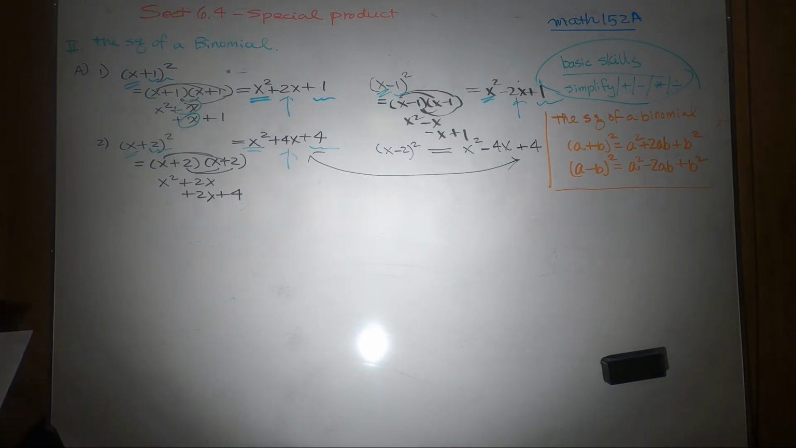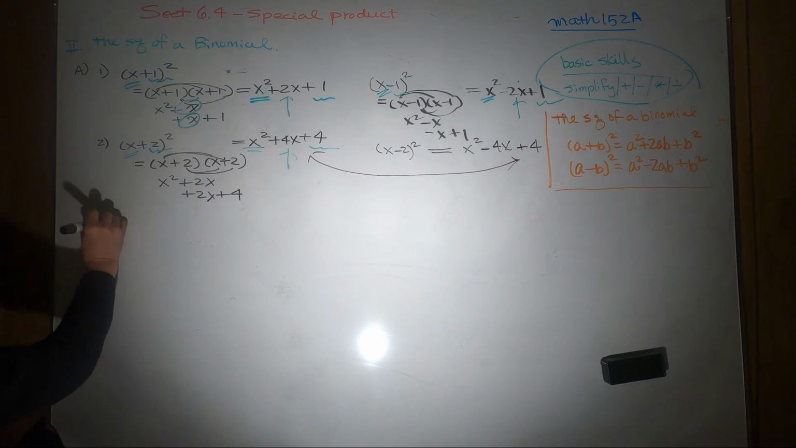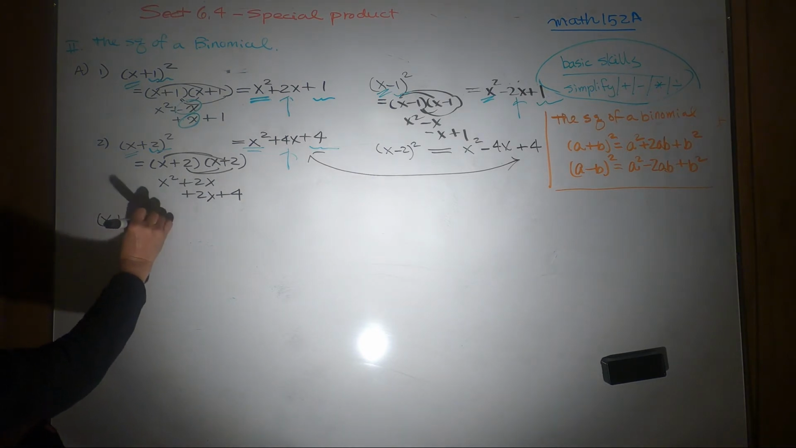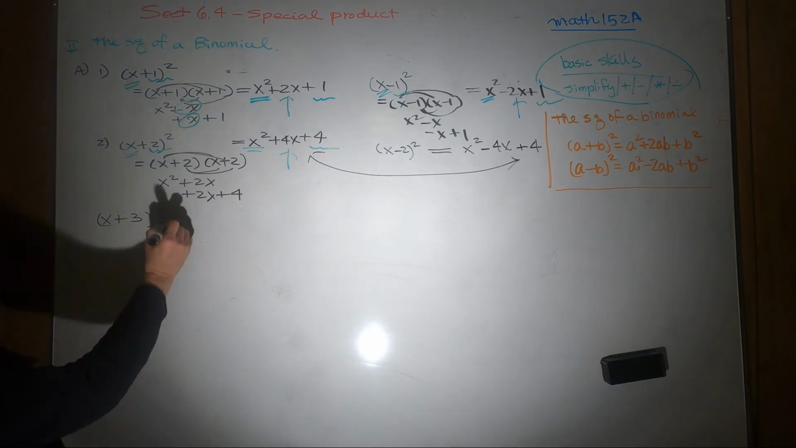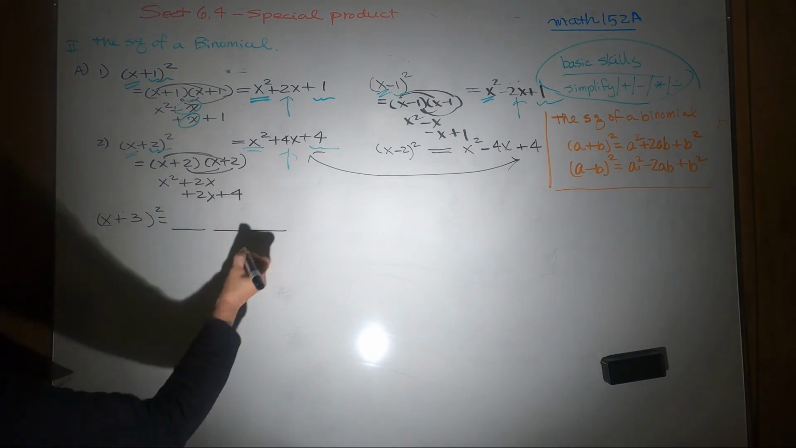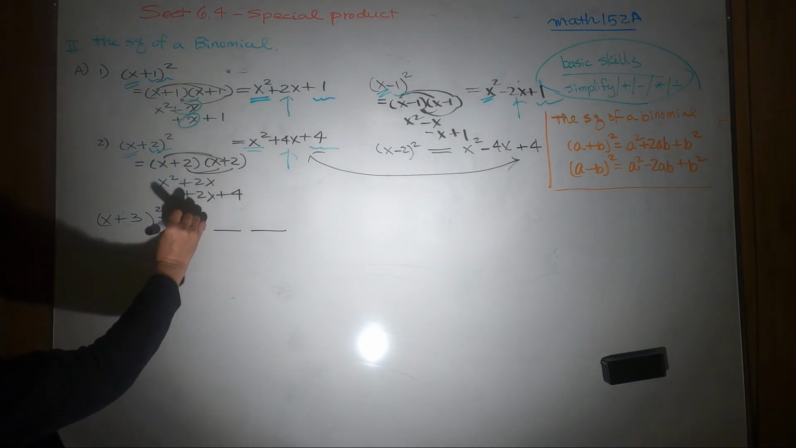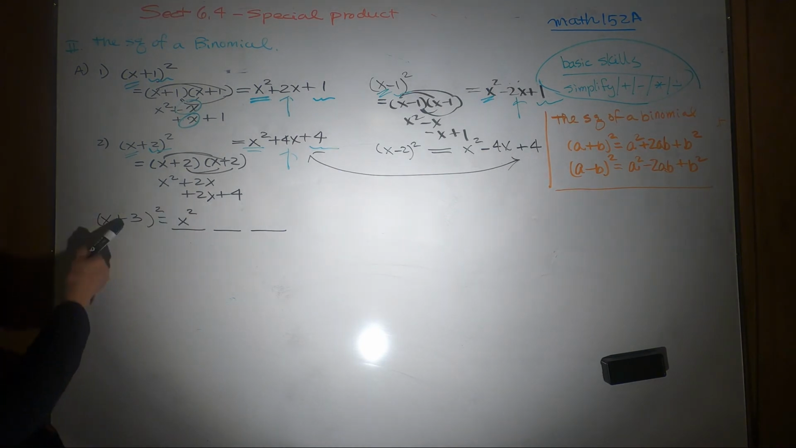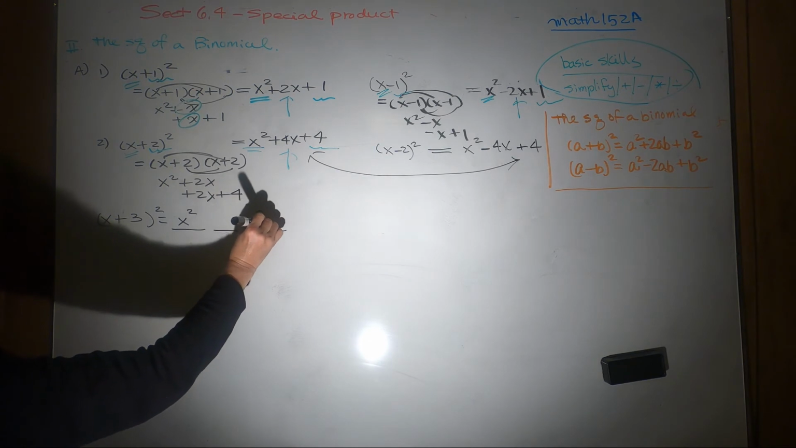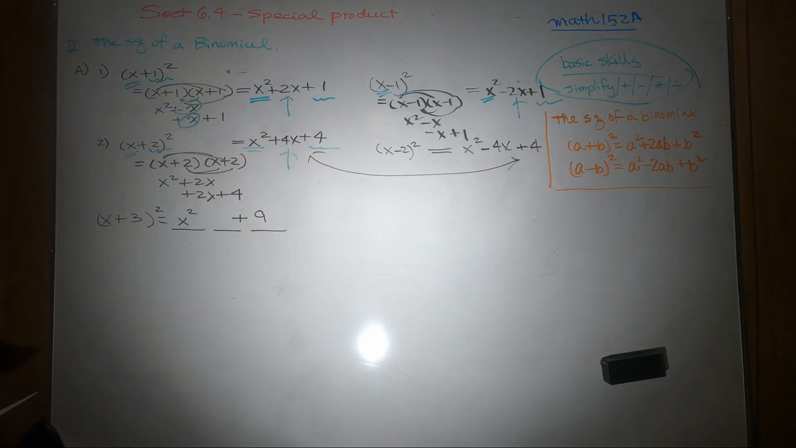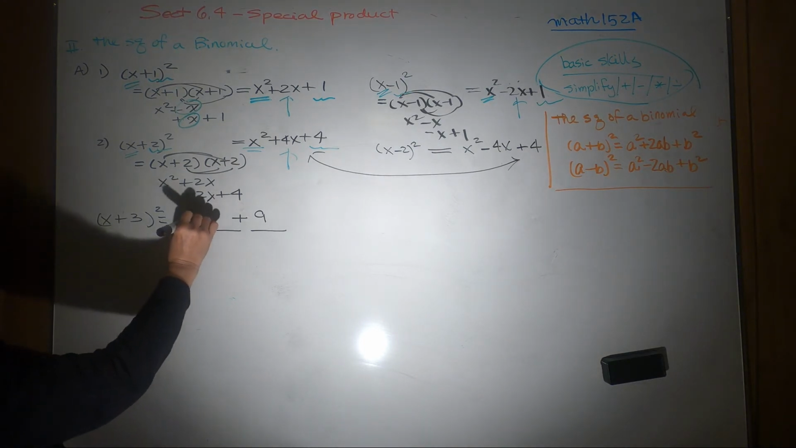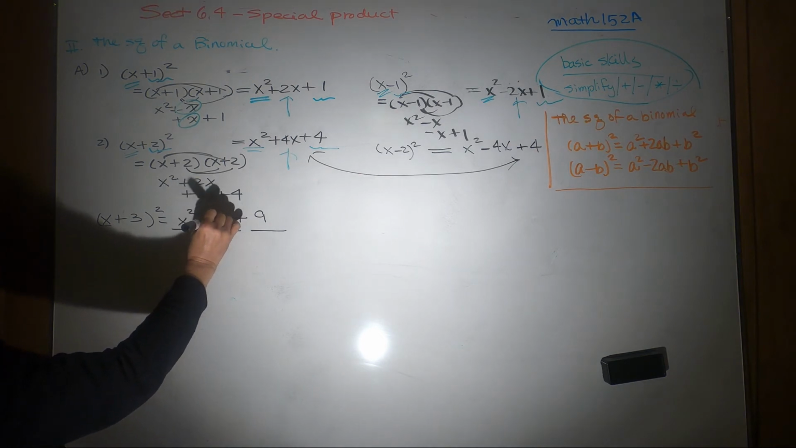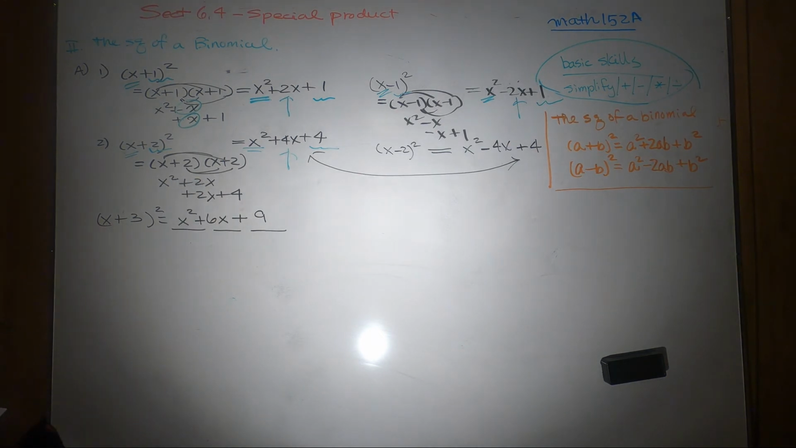Right? So if I have x plus 3 squared, what do you think the answer is? We don't have to do the FOIL, you can tell the answer. So you have a trinomial, right? The first term will be x squared. The last term will be 3 squared, which is 9. The middle one: multiply them together is 3x. Double it, plus 6x. Is that right?